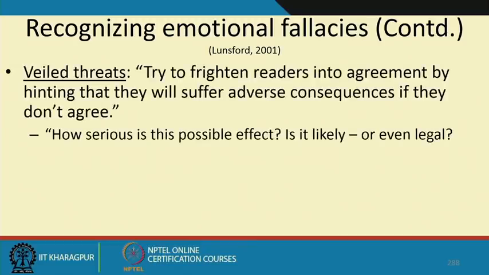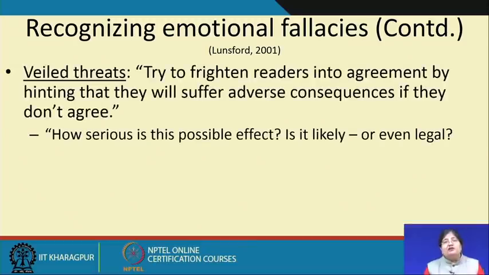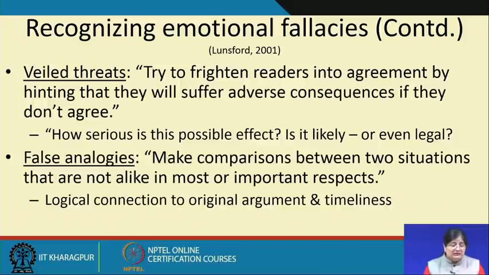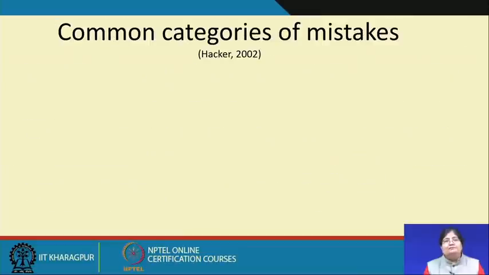Some more examples here. Veiled threats try to frighten readers into agreement by hinting that they will suffer adverse consequences if they do not agree. So, you ask yourself, how serious is this possible effect? Is it likely or even legal? False analogies make comparisons between two situations that are not alike in most or important respects, and you try and look for a logical connection to the original argument and the timeliness of this connection.